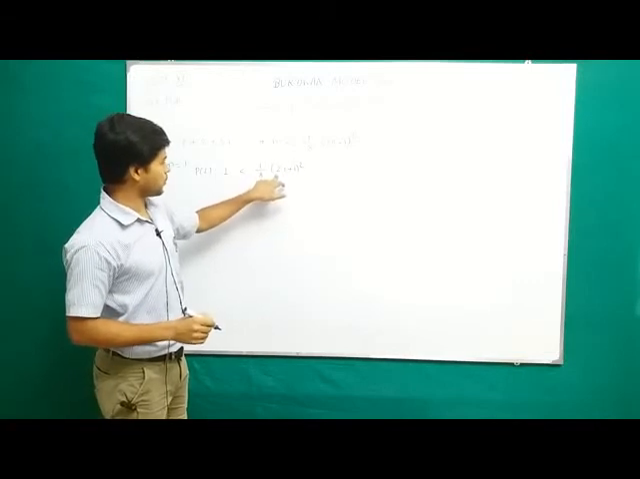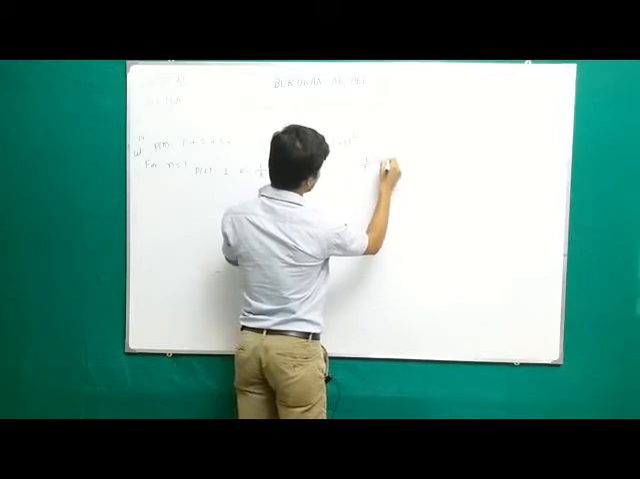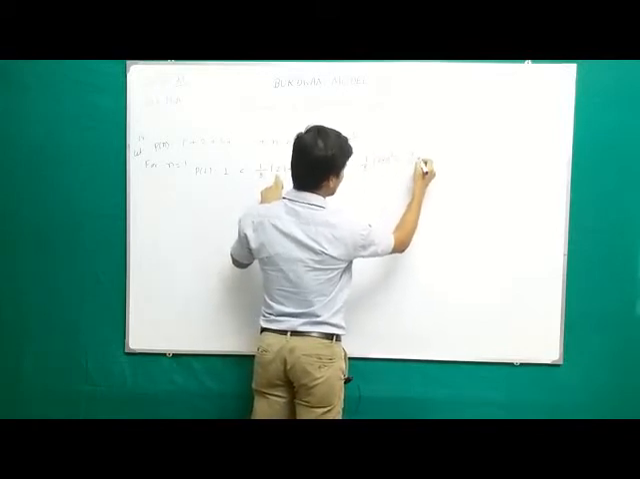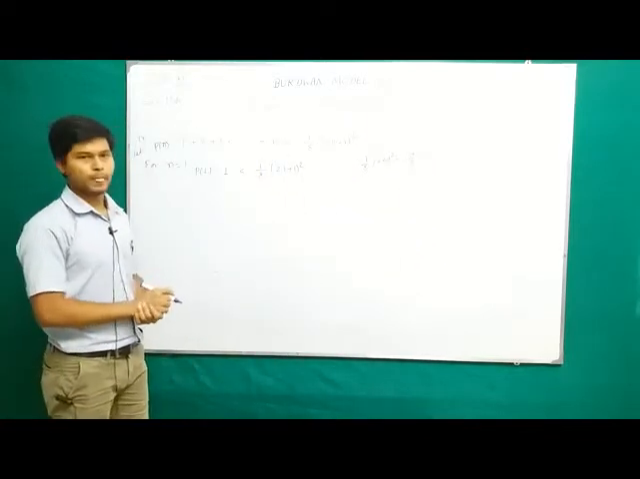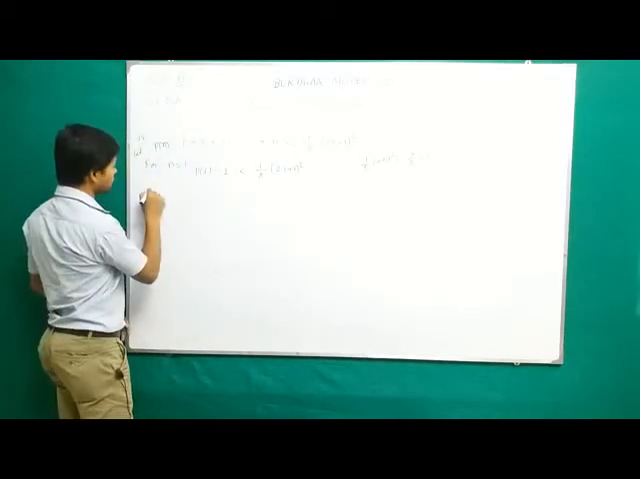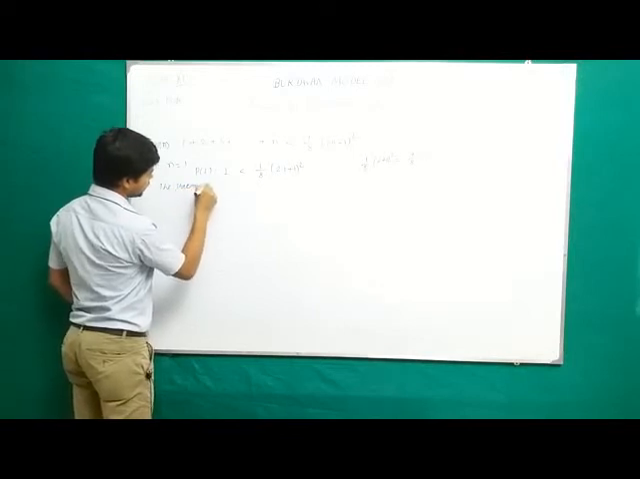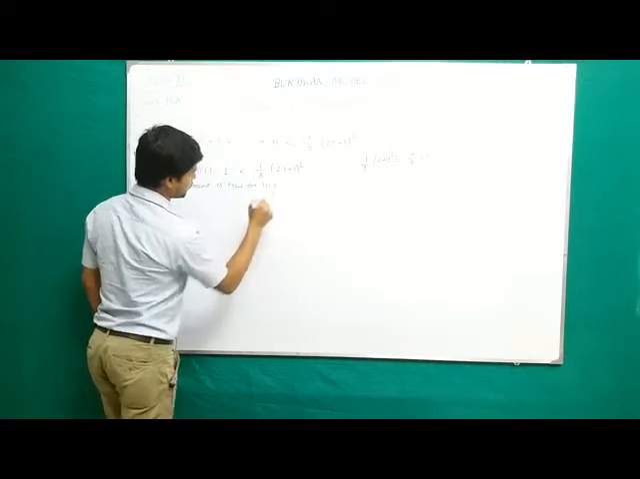right hand side, it will be 1 by 8 into (2 plus 1) whole square, that is equal to 9 by 8. So obviously 9 by 8 is greater than 1. So 1 is less than 9 by 8. That means the statement is true for n equal to 1.